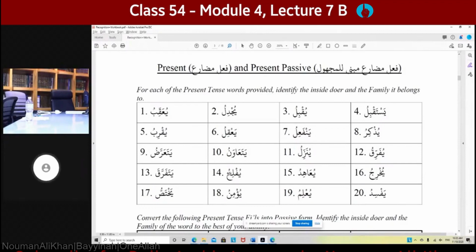Please explain qatalahumullah. Qatala is a fi'l, past tense. Hum is an attached pronoun. Attached pronouns are never the fa'il. They are never the doer. Attached pronouns are never the doer of the fi'l.